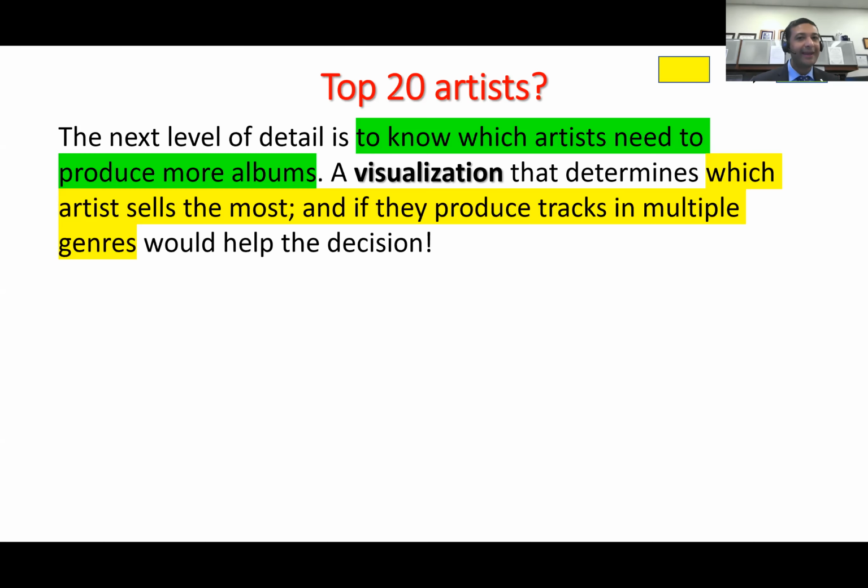And in certain cases, if that artist is producing tracks in multiple genres, you would also want to capture that information. You would want to visualize that. That will tell you in total, a certain artist is creating the most number of albums, but those albums are distributed by genre.